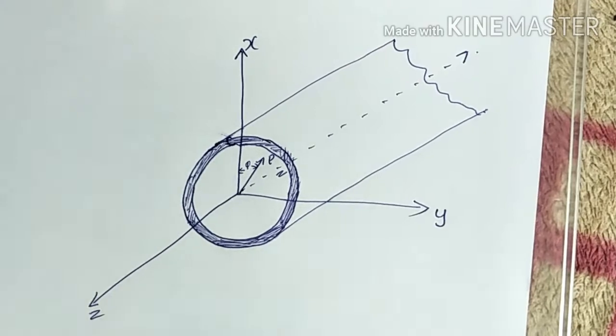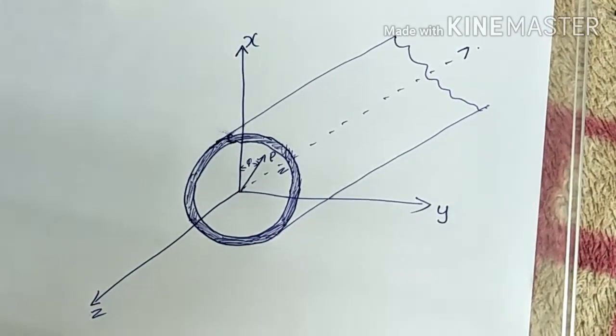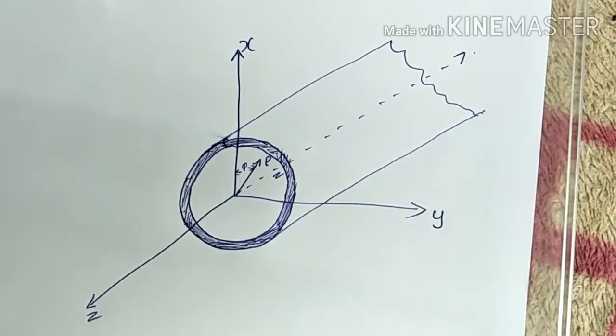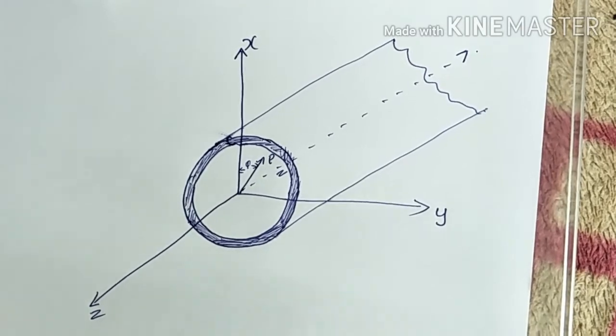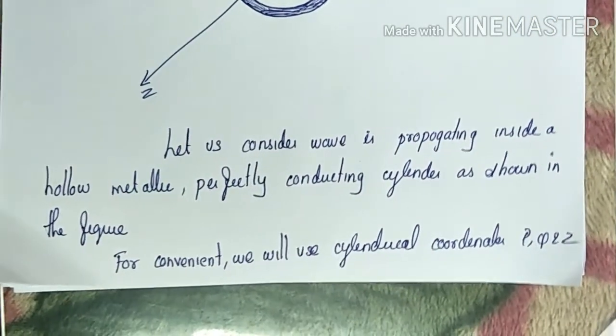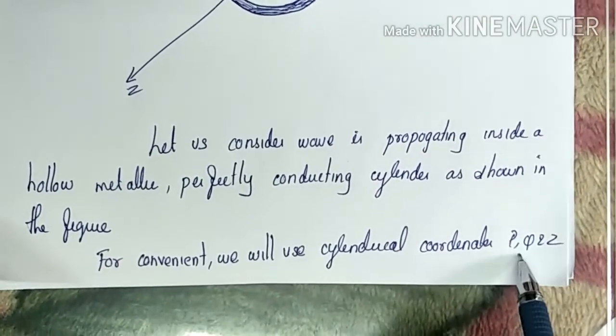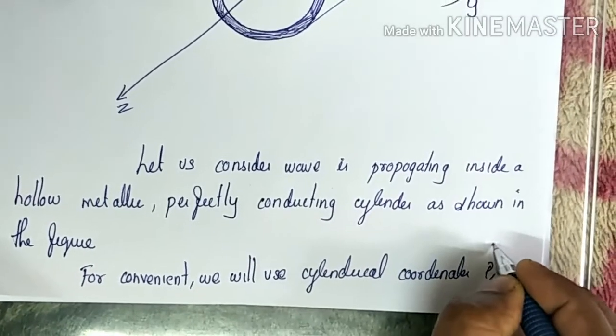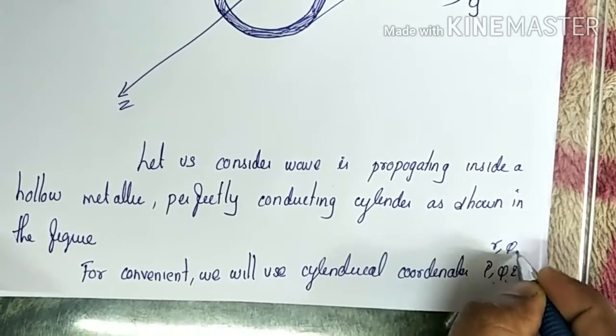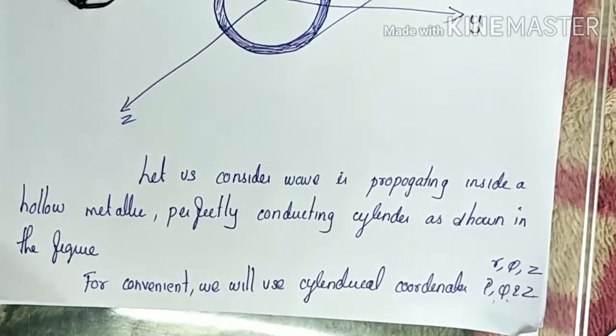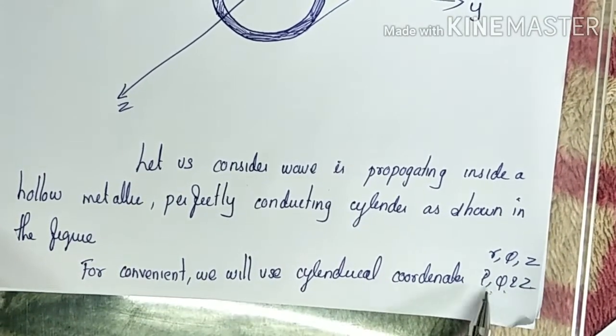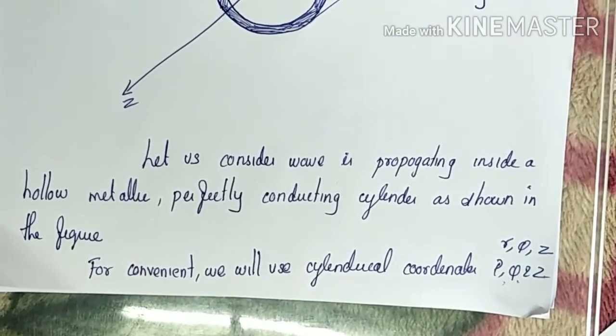And for our convenience, we will take the coordinate system as rho, phi and Z. Sometimes we have studied this as R, phi and Z. You can take anything, either R, phi and Z or rho, phi and Z.